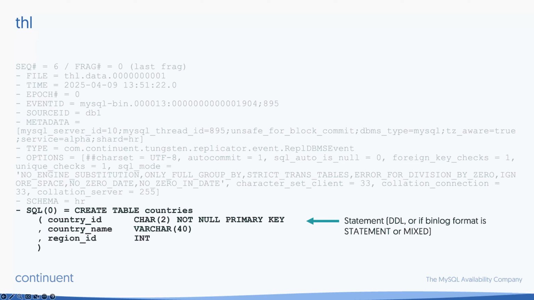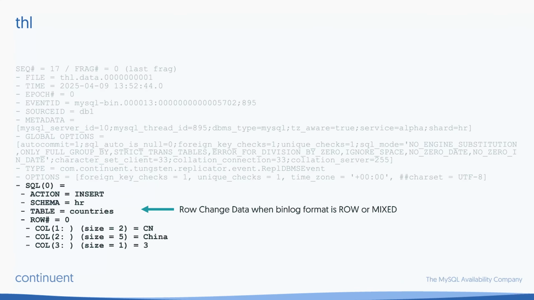And in this case, it is a DDL command, so it shows the full statement. If your database is running in statement-based bin logging, you would see the statement. If you're running in mixed, you would either see the statement or you would see the row data, depending upon how MySQL has logged that transaction. And if you're running row-based, you would always see row-based information for DML and statements like this for DDL. So what is row-based information? Well, this would be an example of a row insert. We see the action is the insert, the schema is HR, the table is countries, and then we have the row data. Column 1, 2, 3, the size of it, and the actual data that was inserted.